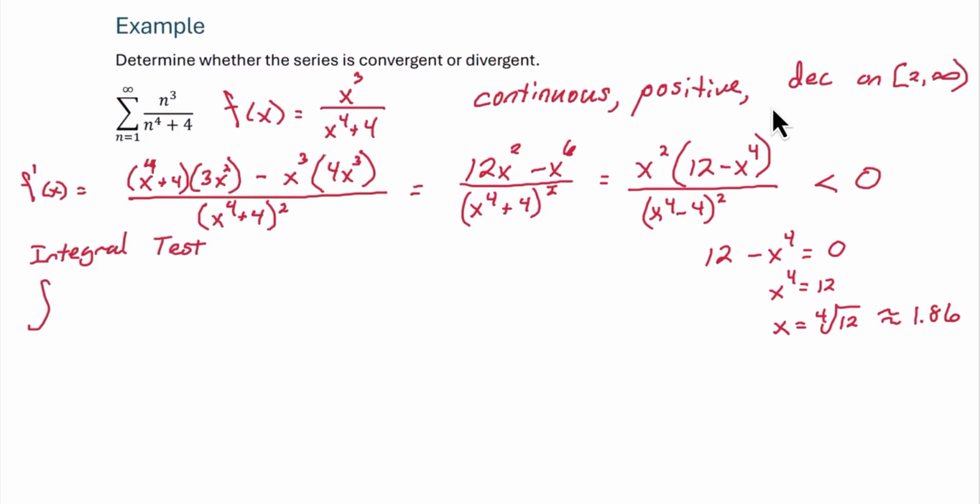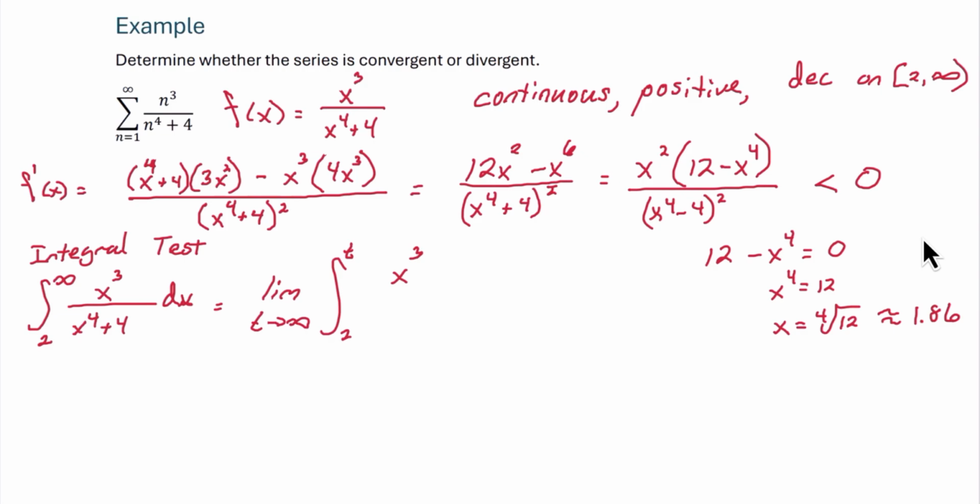That is the integral from 2 to infinity. Remember, we can't start at 1 because we're not for certain decreasing on 1 according to the calculus. X cubed divided by x to the 4th plus 4 dx. We'll then use a limit as t approaches infinity of the integral from 2 to t of x cubed divided by x to the 4th plus 4 dx.